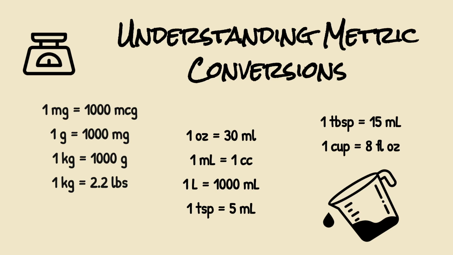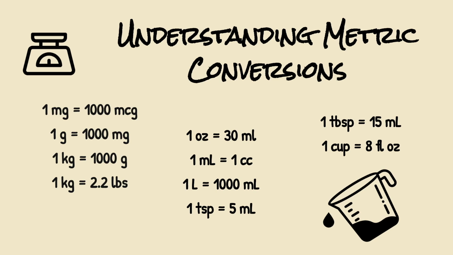Let's start with weight. 1 milligram, or 1 mg, equals 1,000 micrograms, or mcg. 1 gram equals 1,000 milligrams. 1 kilogram equals 1,000 grams. Then also remember that 1 kilogram equals 2.2 pounds. So I know in the United States we use pounds as our scale that we measure everybody on every day. But remember, in healthcare, we always convert and use the metric system.